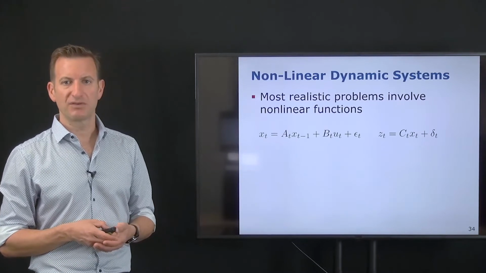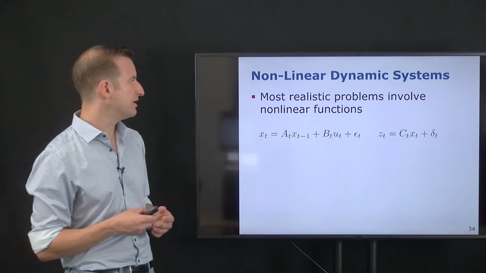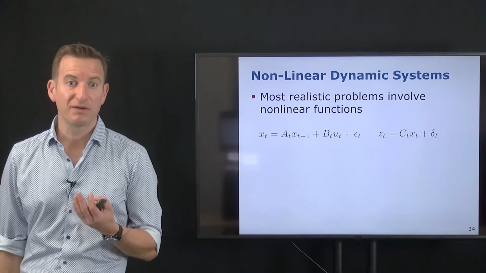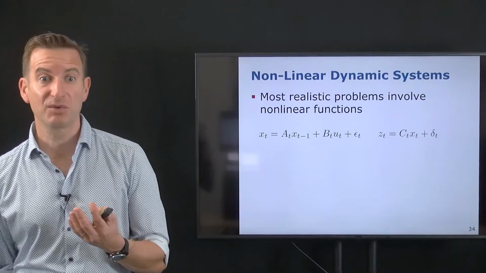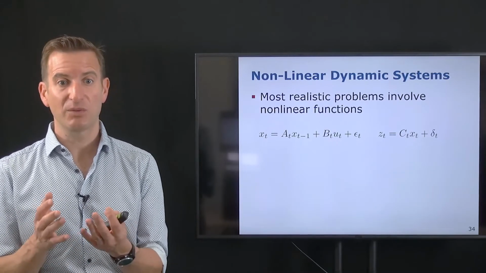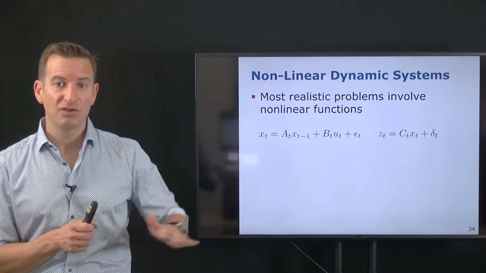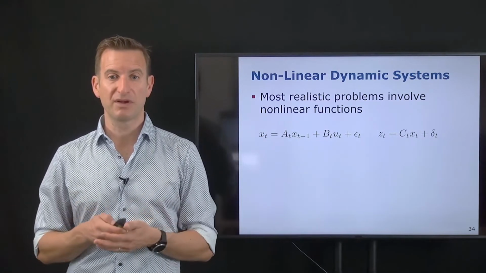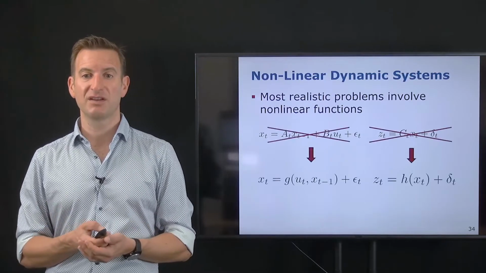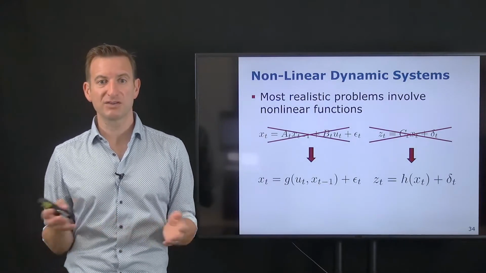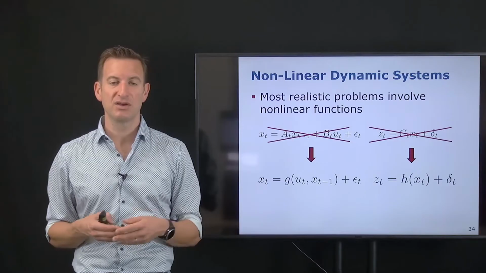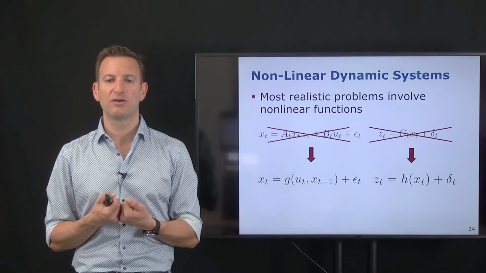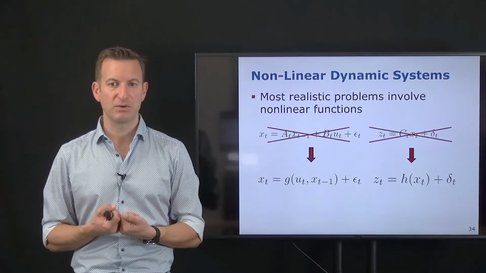So what happens if we have a nonlinear system? Most realistic systems, as I said, will be nonlinear, and the question is how can we take this nonlinearity into account? So we need to get rid of those two expressions. These functions are not linear anymore, so they turn into new functions, the function g and the function h, one for the motion and one for the observation, which are not necessarily linear anymore, right?